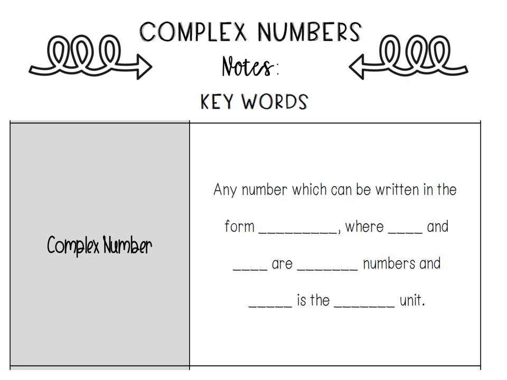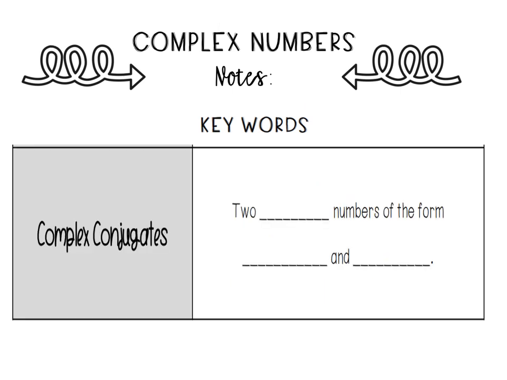Now, a complex number is any number which can be written in the form a plus bi, where a and b are real numbers, and i is the imaginary unit. So we have a real part, the a, and an imaginary part, the bi.